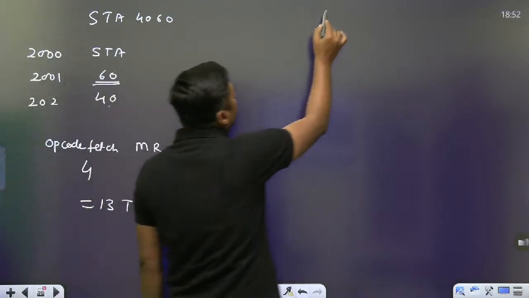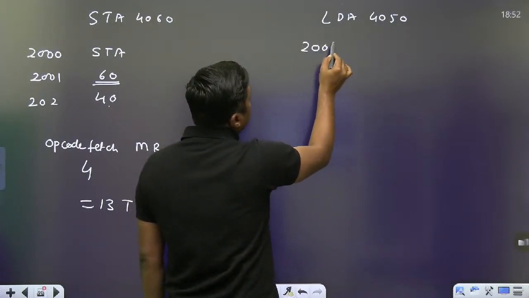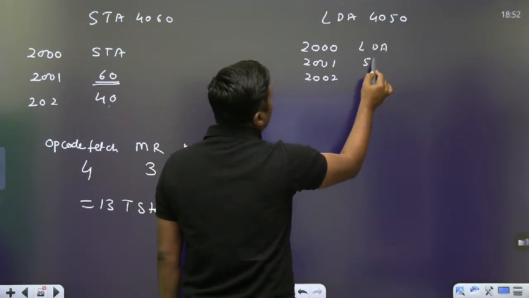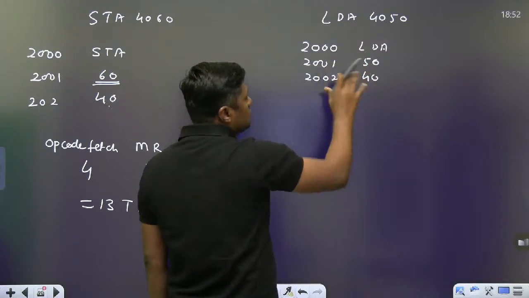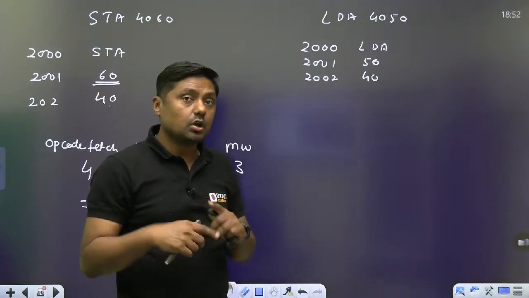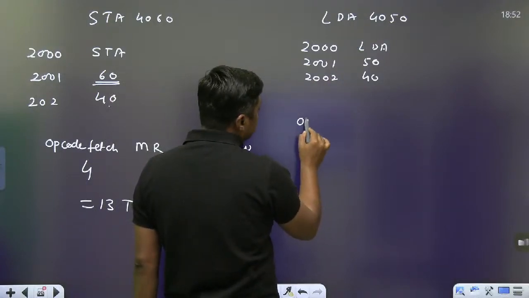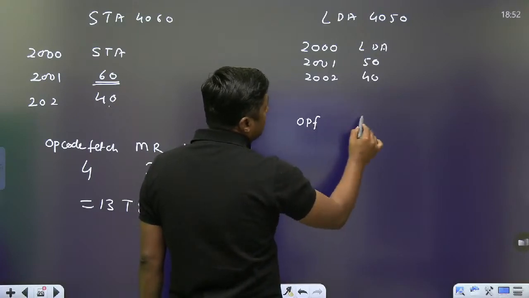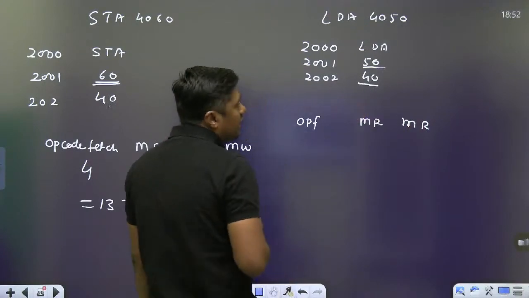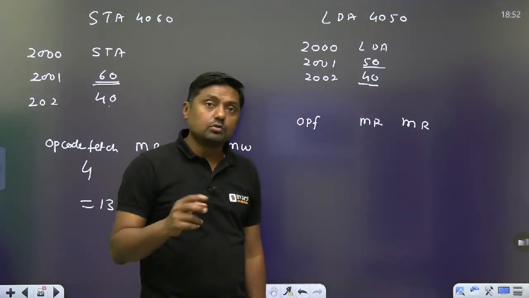But when we are saying LDA 4050, again, if I start at 2000, 2001, 2002, we have the LDA opcode, lower order, higher order. It will consume 3 bytes in memory, and that is called a 3-byte instruction. But how many machine cycles? 4 machine cycles. First is opcode fetch. Second is memory read. Third is memory read. It will read the 50 and then the 40. And finally, it will get the data from location 4050 to the accumulator. So again, memory read.